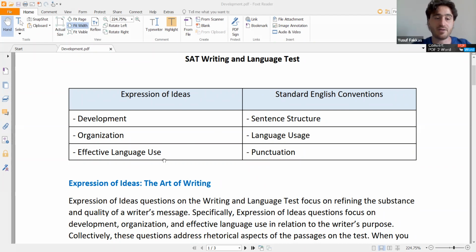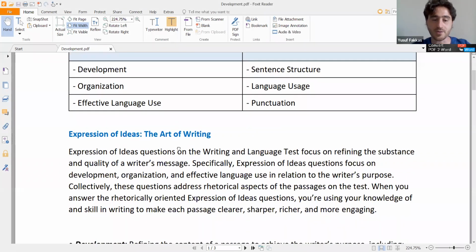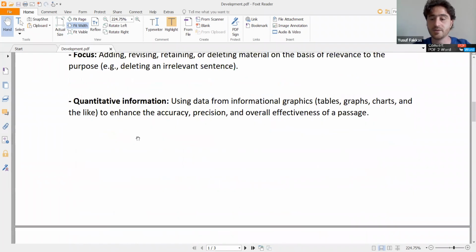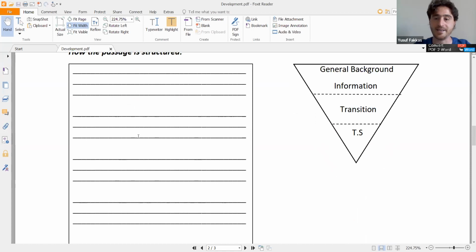And as you can see here, we have 3 areas. We have development, organization, and effective language use. Okay? So today we're going to start with the first area, which is development. How the ideas are developed in a passage or in an essay.